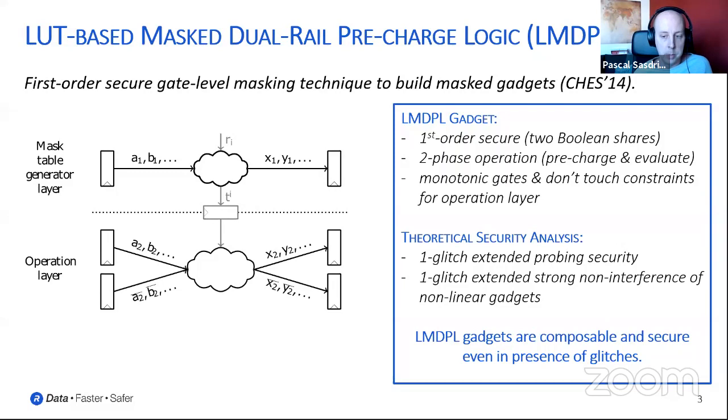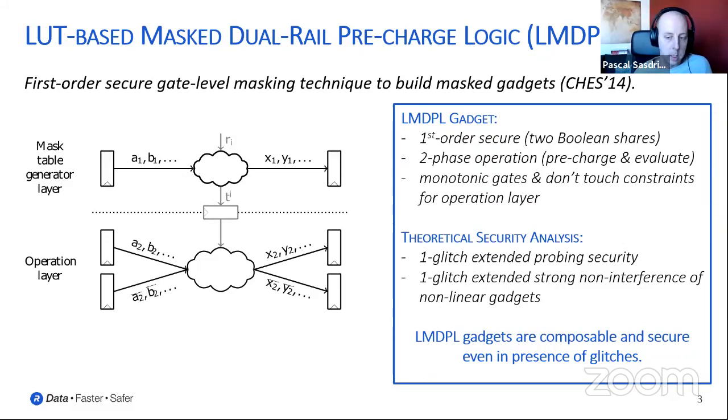But as the original LMDPL paper from 2014 only argues about the security of the nonlinear gadgets using some non-standard activity image analysis, we first performed a theoretical security analysis of the LMDPL gadget to investigate its security under the more commonly used glitch extended probing security model. As a matter of fact, we provide some security arguments in our paper that each nonlinear LMDPL gadget is first order secure, and it's first order glitch extended SNI actually. Gadgets can thus be composed freely and securely, even in glitching hardware circuits.